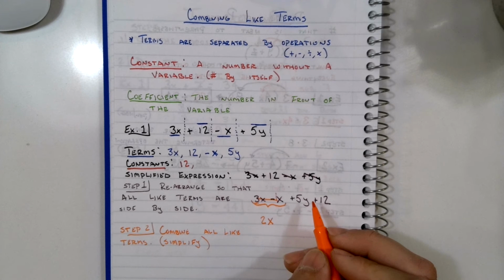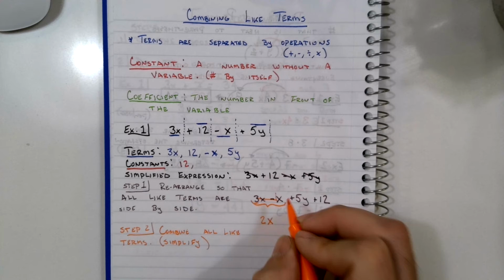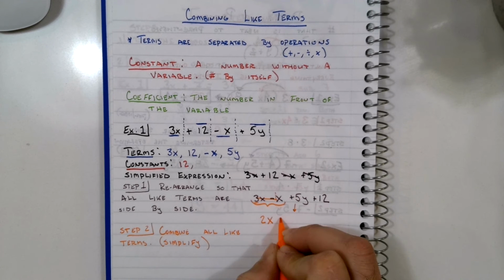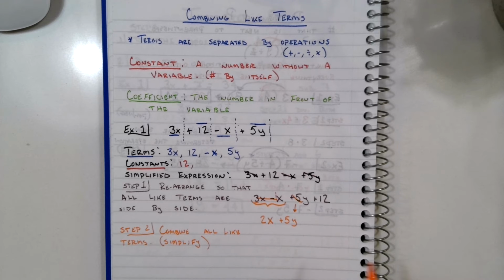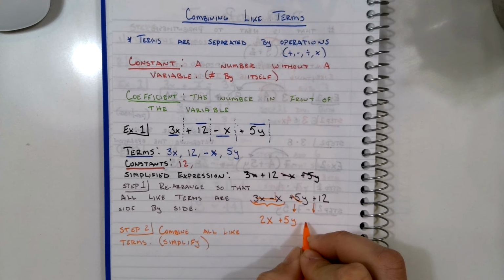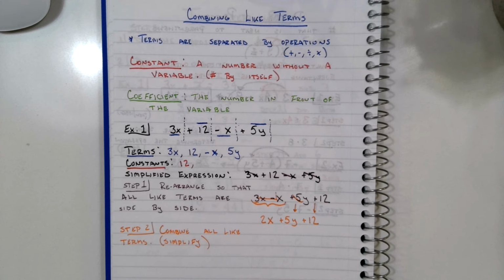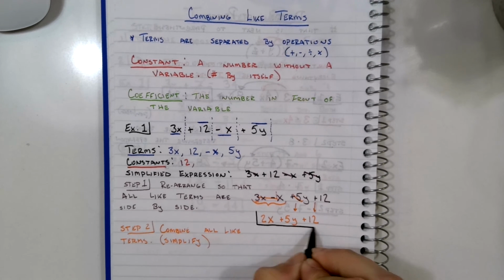Are there any y's here? No. 5y is the only y. So I can just bring that down. I can't simplify that. So plus 5y. 12 is my only constant. So I can't combine that with nothing. So I'm going to bring that down. Plus 12. And guess what? This is the final answer.